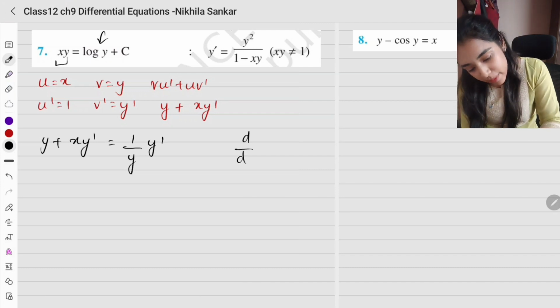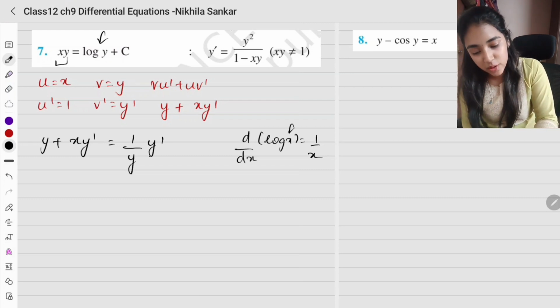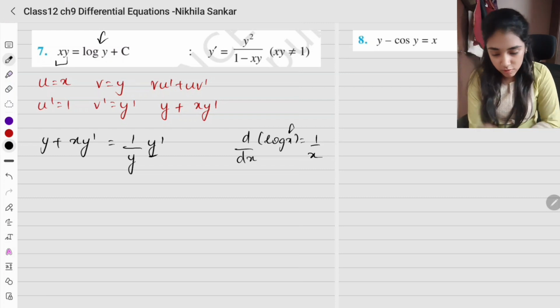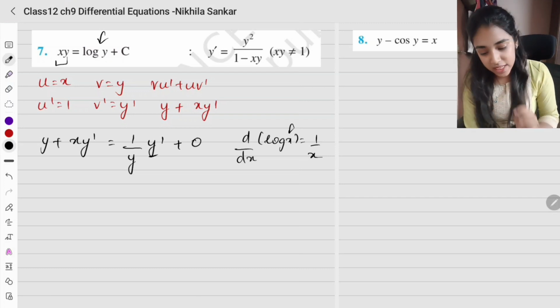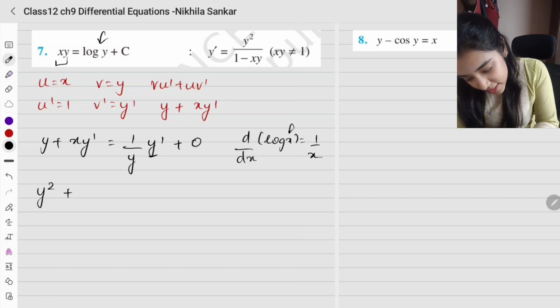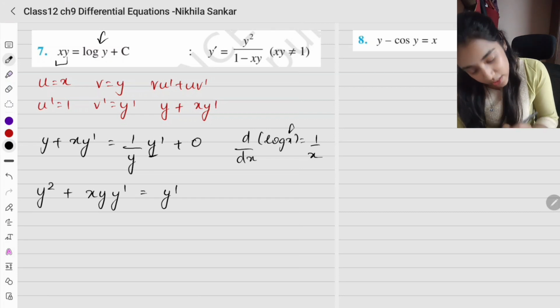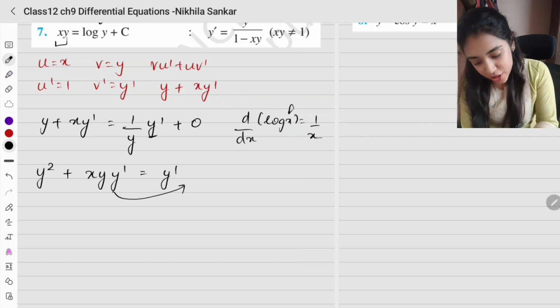You have d by dx of log x is going to be 1 divided by x, but since you have a y here, you have to find the derivative of y also. Okay, clear? Plus derivative of a constant is going to be 0. Now when I multiply the y to the other side, I'll have y square plus x y dash equals y dash. Okay, taking this to the other side to club the y dash terms, what do I have?